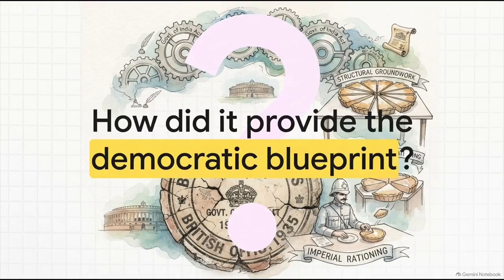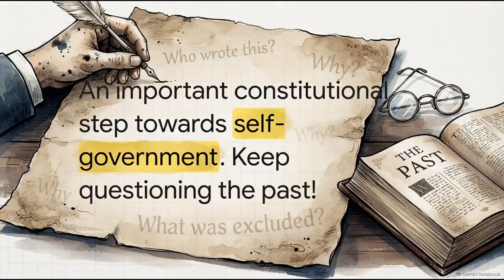The British drafted this act to ration power and safeguard their imperial interests. Yet, ironically, the institutions it established ended up laying the very structural groundwork for independent India's constitution. So it leaves us with this fascinating, provocative thought. How did a framework that was specifically designed to limit true independence inadvertently become the blueprint for the world's largest democracy?